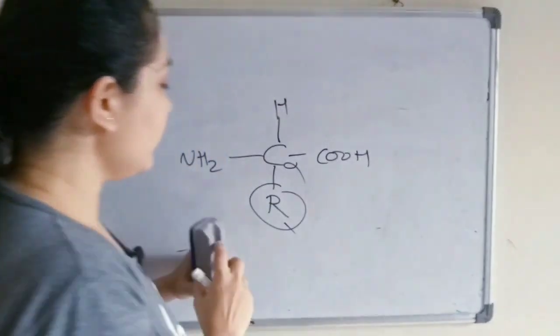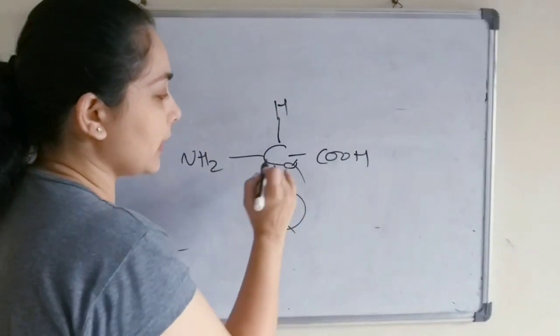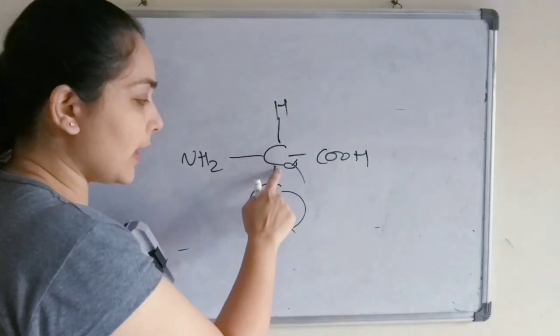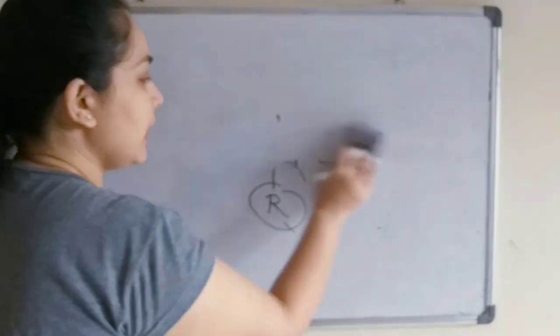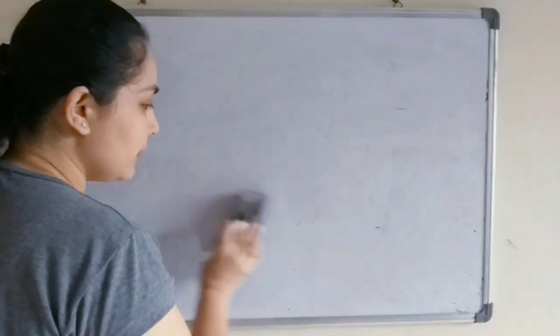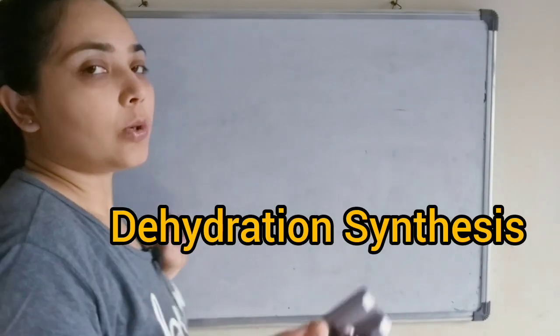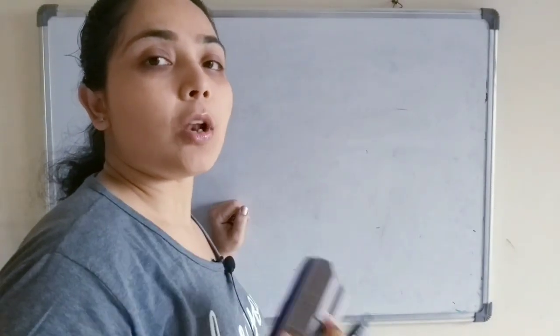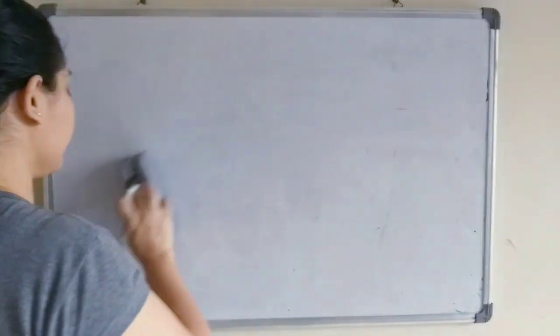In this way all amino acids are present. Then how does the bond formation take place? I hope you are clear: the carbon atom next to the functional group is known as the alpha carbon atom. Now we will see how the peptide bond is formed. This bond is formed by a reaction known as dehydration synthesis. Dehydration, because there is a removal of one water molecule.